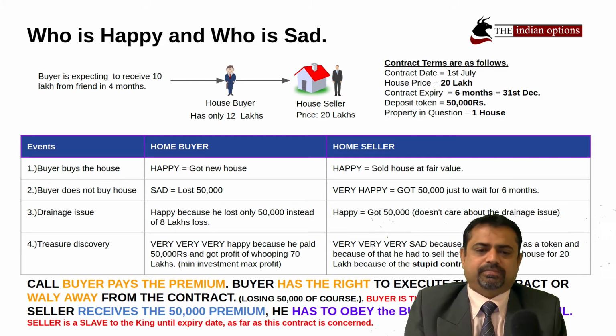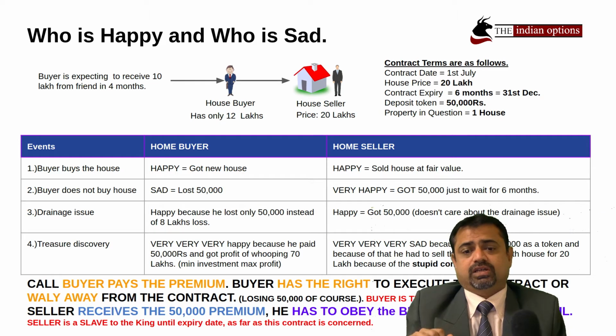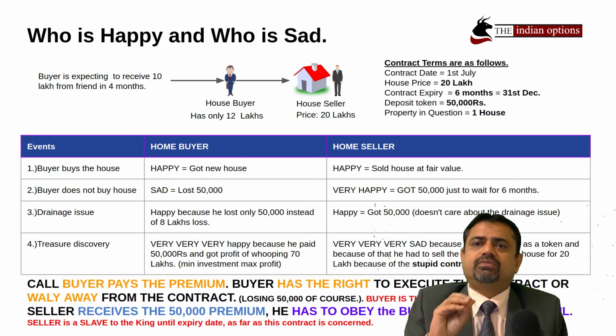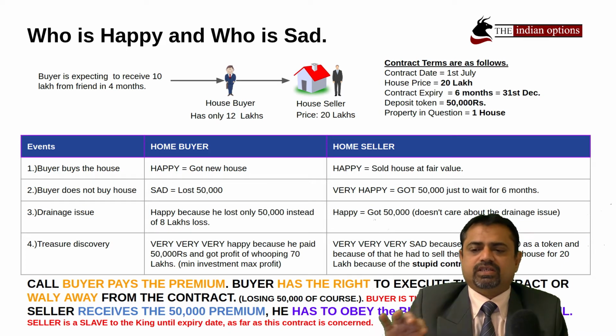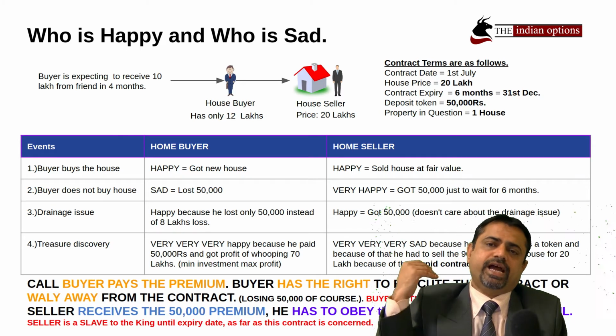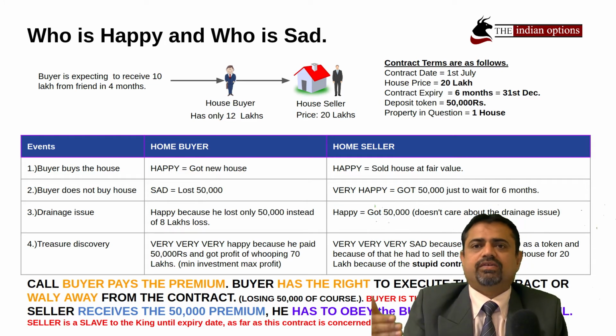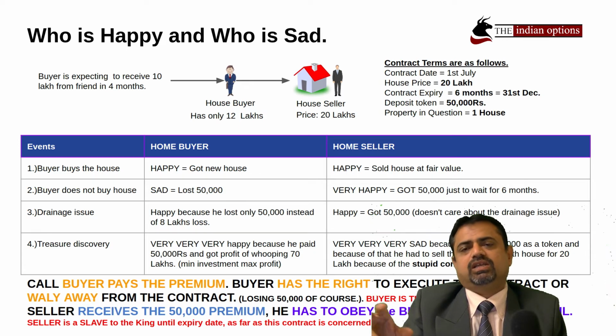So that's a balance. Now, in the treasure discovery situation, the buyer is really very happy because with a minimum input of 50,000, he has got a maximum output of 70 lakhs. The seller is very sad because he took 50,000, and that was a good thing, but now because of that 50,000, he has lost the 90 lakh rupees value house. In all, he has lost 70 lakh.